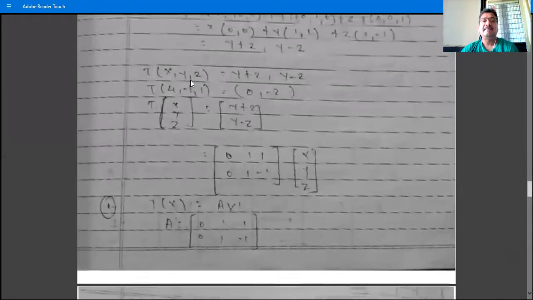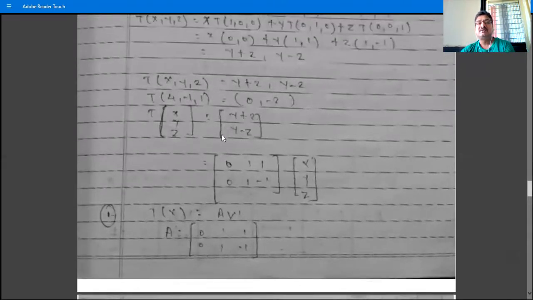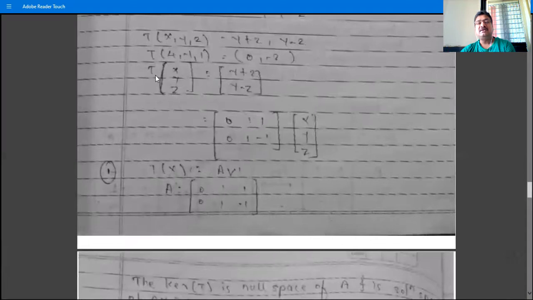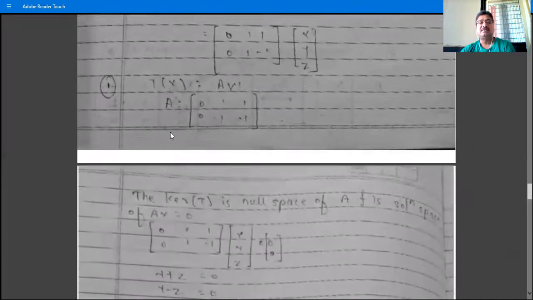Now we have to find the standard matrix for the linear transformation T. So write this linear transformation in matrix form: T of the column matrix (x, y, z) is (y plus z, y minus z), and then write T(x) in the form Ax. What is x? (x, y, z). What are the coefficients of x, y, z in the first row? The coefficient of x is 0, y is 1, z is 1, and in the second row 0, 1, minus 1. So this is T(x) equals Ax. What is the matrix A? It is [0 1 1; 0 1 minus 1].